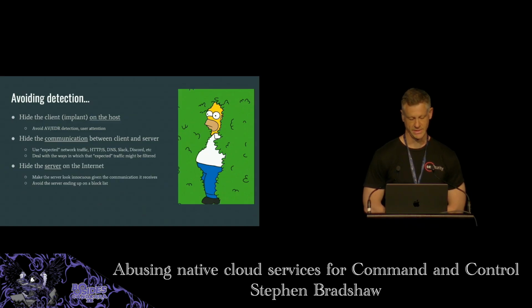You also need to be able to deal with the ways in which this expected traffic might be filtered or blocked. For example, in corporate environments, you might have filtering proxy servers that will block traffic to domains that are known bad. You have to deal with that. Finally, you need to hide the server on the internet. This is normally done by making that server look innocuous with regard to whatever traffic it's pretending to receive. So if it's receiving HTTP traffic from infected clients, it needs to look more or less like a normal web server. And you want to avoid the server ending up on any block lists.